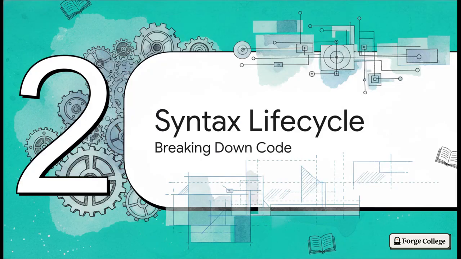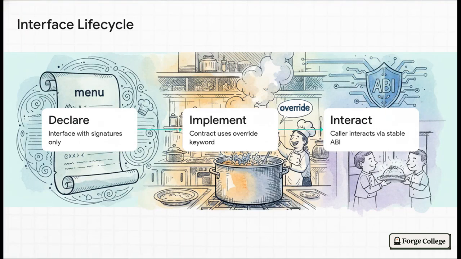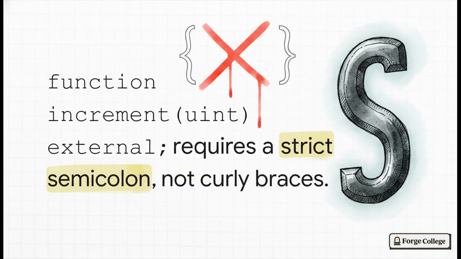Moving on to Section 2, breaking down the code, specifically the syntax lifecycle. So, how does this actually look in code? Well, there's a very specific three-step lifecycle when you're using an interface. Step 1. You declare the interface using signatures only, just the names, parameters, and return types. You're basically just printing the menu. Step 2. The implementing contract swoops in, provides the actual logic, and uses the override keyword to tell the compiler, hey, I am fulfilling the promise made on the menu. And Step 3. The caller interacts safely via the ABI, just blissfully unaware of the concrete details going on inside your kitchen.